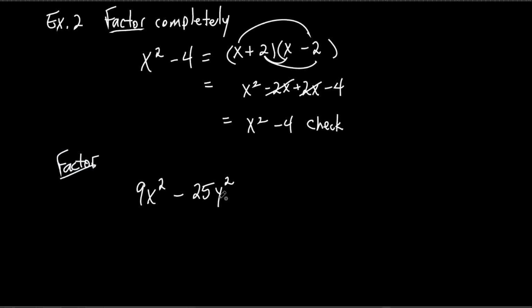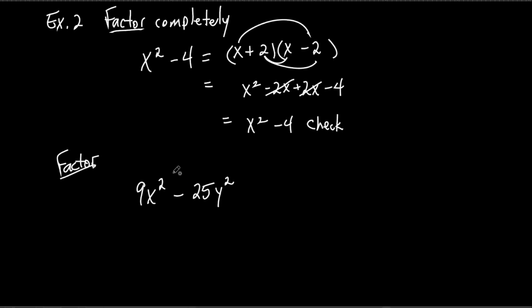First of all, is there anything in common with both of these? 9 and 25, does anything divide evenly into 9 and 25? No, there's nothing. Okay, what about the x's? Nope, don't have any x's over here. What about the y's? Nope. Nothing in common, right? Always look for that, though. That's the first thing I always look for, to see if there's a greatest common factor. There's not. So let's look to see if it's one of our special kind of factoring problems. Is it? Well, you got the difference, so we're halfway there.